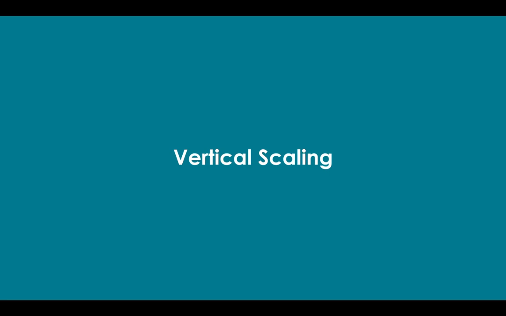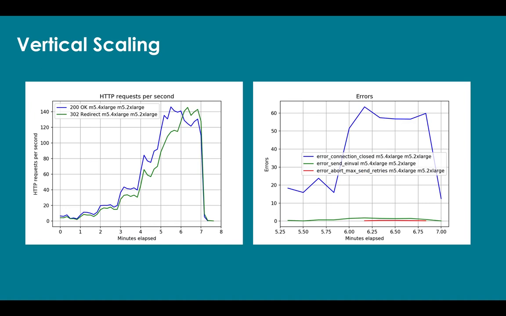We scaled our app server from C5 large to M5 4x large and our database instance from M5 large to M5 2x large, and we found tremendous improvement in the number of 200 and 302 responses. The mean duration of the request decreased with every step, but we still saw a few connections being dropped, and hence we decided to scale horizontally.